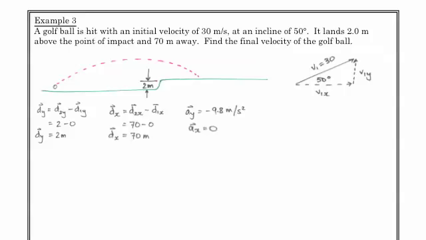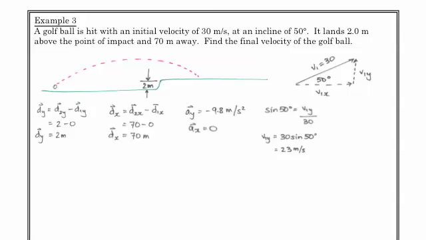Can we find v1x and v1y? Absolutely. Let's use trig ratios. We know that the sine of 50 degrees would be equal to the opposite over the hypotenuse, so v1y divided by 30. And we can solve that, and if we rearrange, v1y is 30 sine 50. If we punch that in our calculator, we get 23 meters per second.